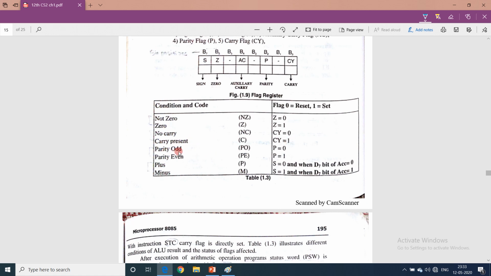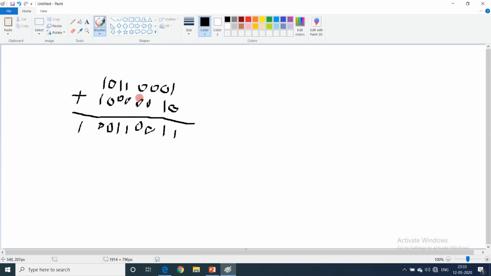Parity odd. Parity is odd means the number of ones present within the number is odd. That time P is equal to 0. When the number of ones within the accumulator is even, if we count the number of ones within the accumulator, then the parity is even. For example, this is the content stored within the accumulator. So 1, 2, 3, 4. Parity is even. Let us check this: 1, 2, 3, 4. Okay, here it is even parity.